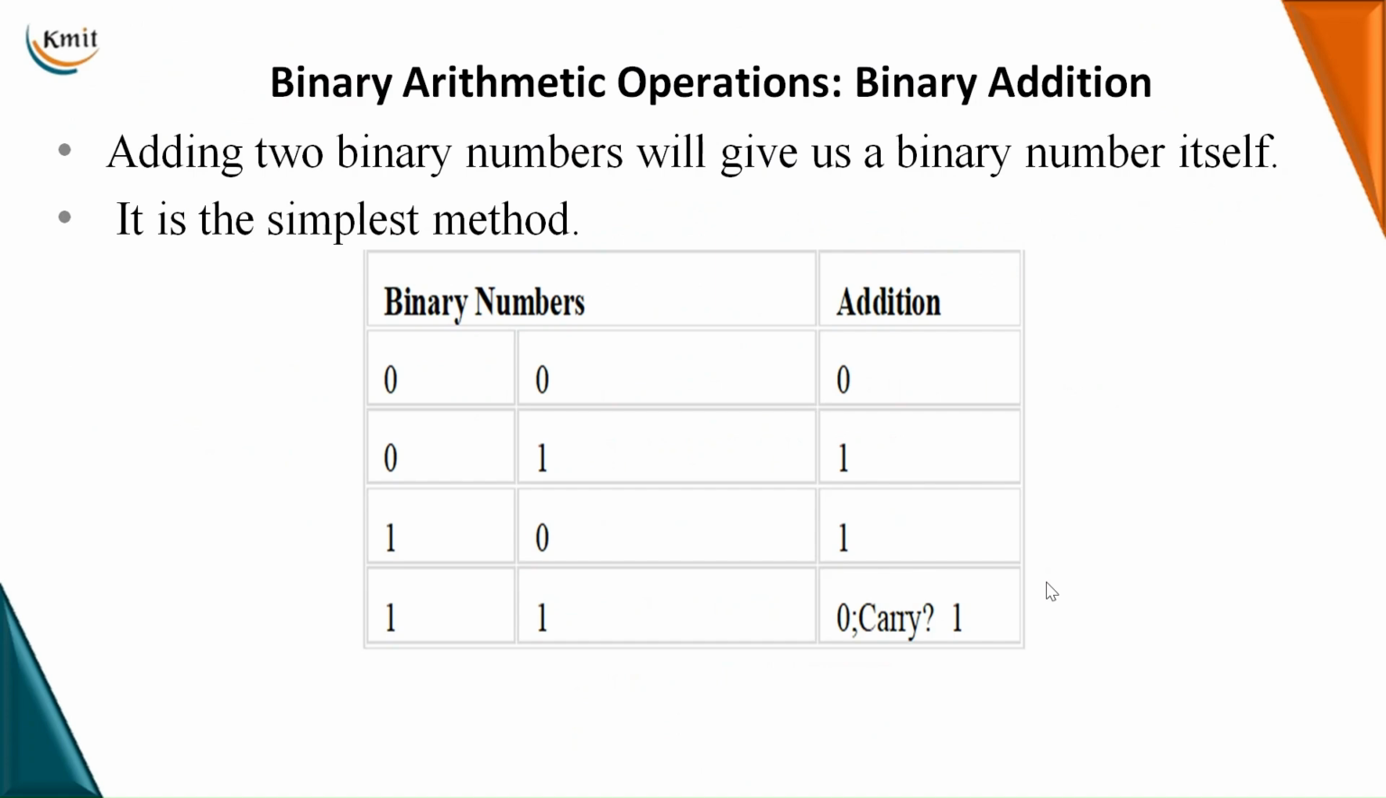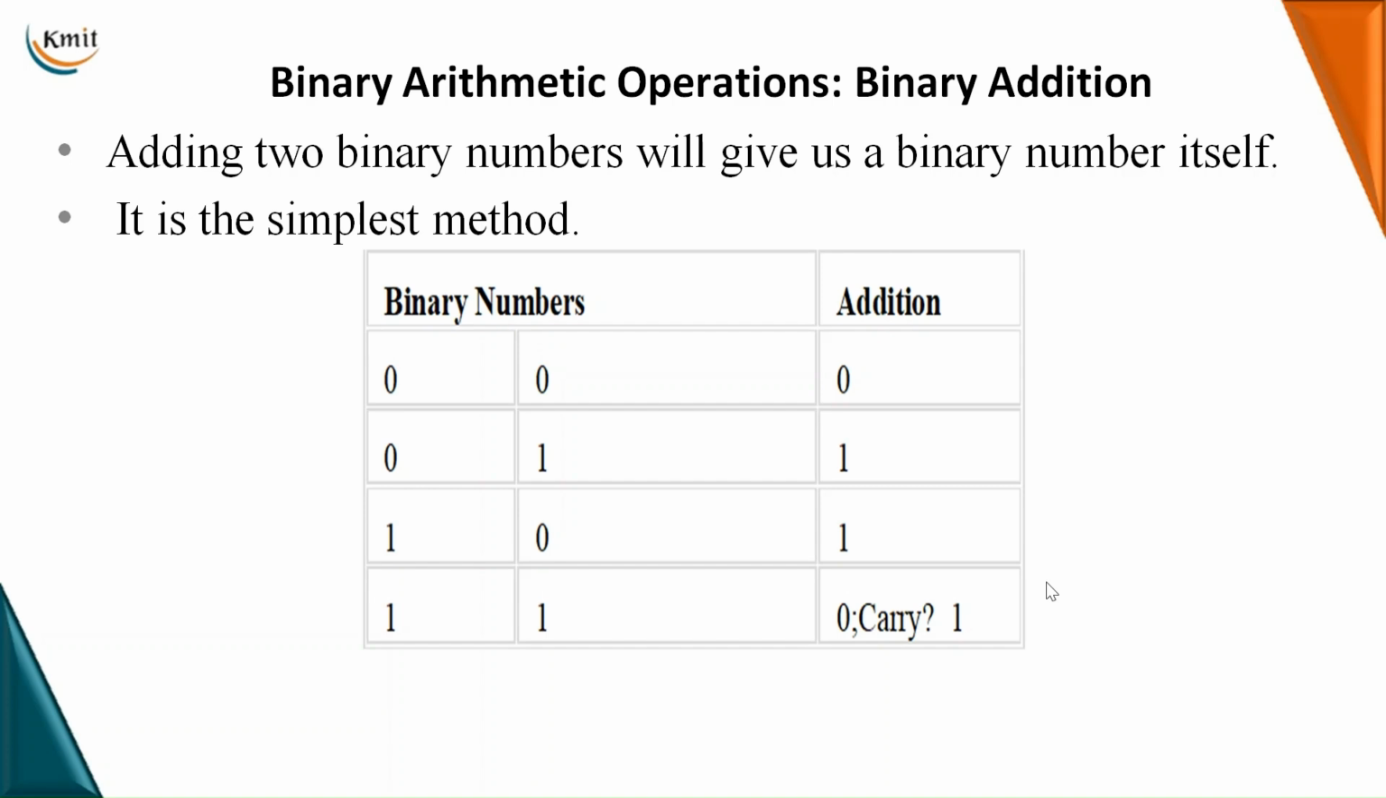So arithmetic operations basically involve performing different types of operations on your binary data such as addition, subtraction, multiplication and division. In this lecture, we are going to discuss each and every type of arithmetic operation that can be performed on a binary number with the help of an example. So the first type of operation is binary addition.